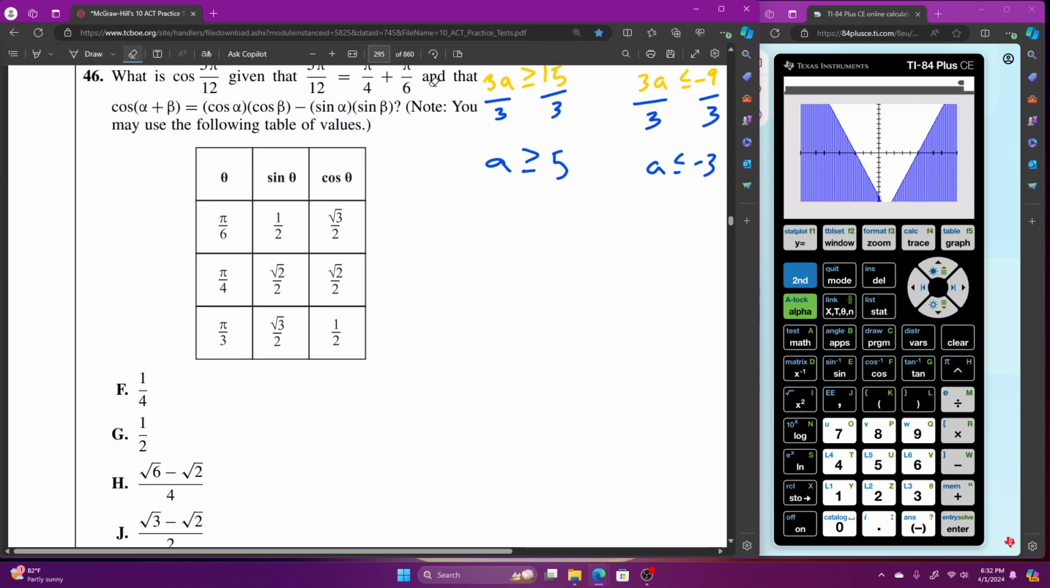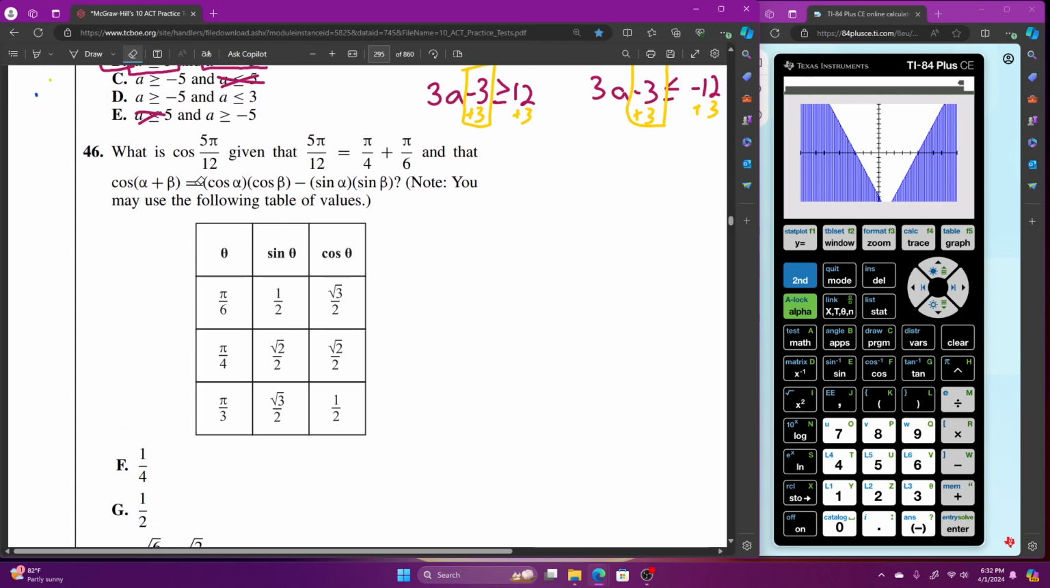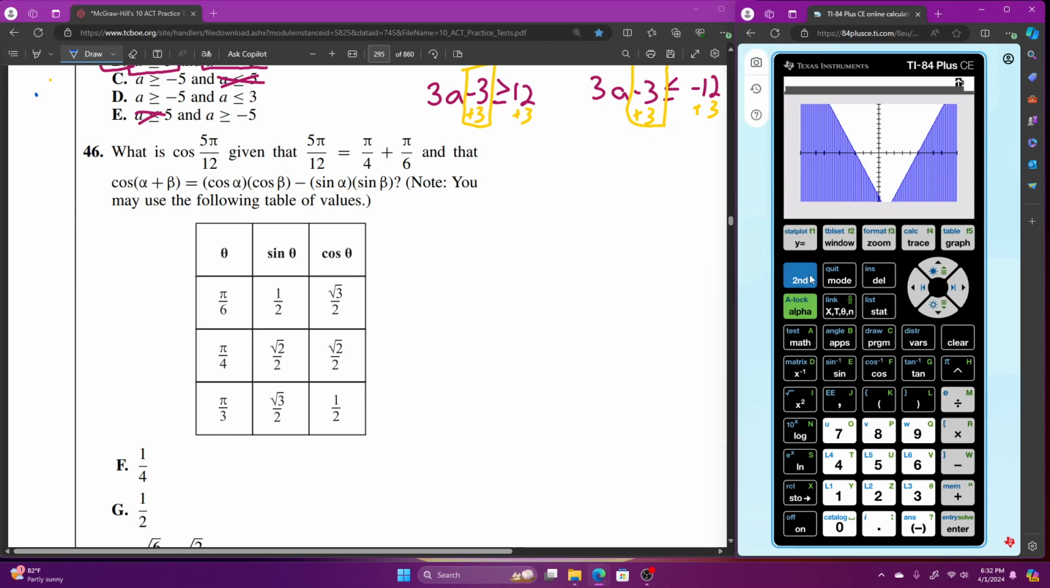Question number 46. Oh, they give you this huge table with all of this information. Let's see. What is the cosine of 5 pi over 12 given that 5 pi over 12 equals pi over 4 plus pi over 6, and that the cosine of alpha plus beta equals the cosine of alpha times the cosine of beta minus the sine of alpha times the sine of beta? Note, you may use the following table of values. Oh, well, thank you very much, but I'll choose not to.